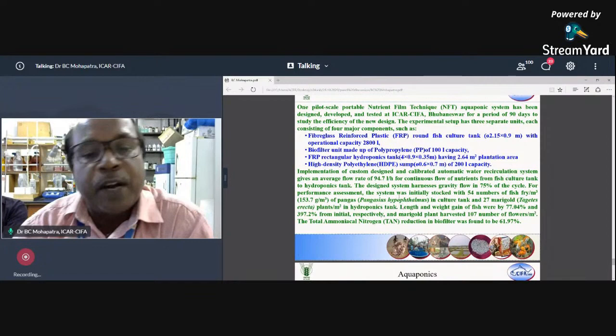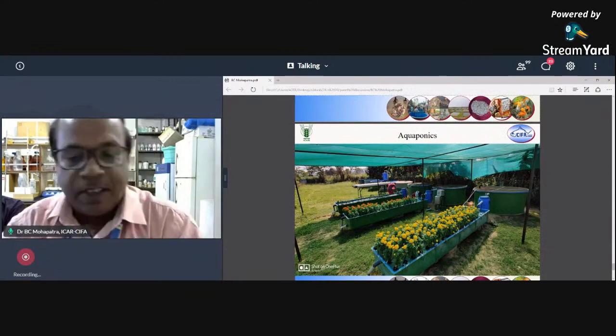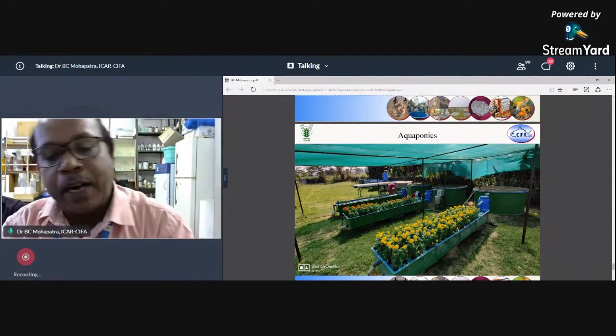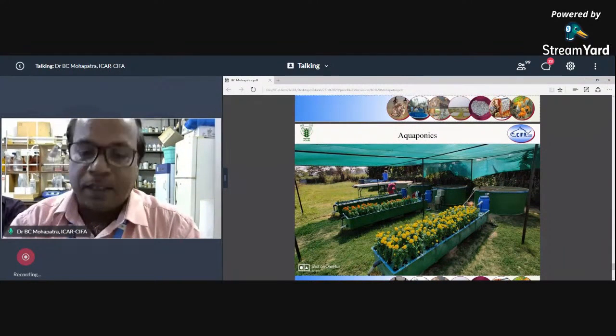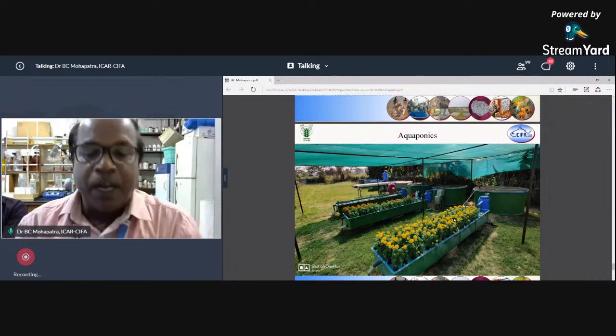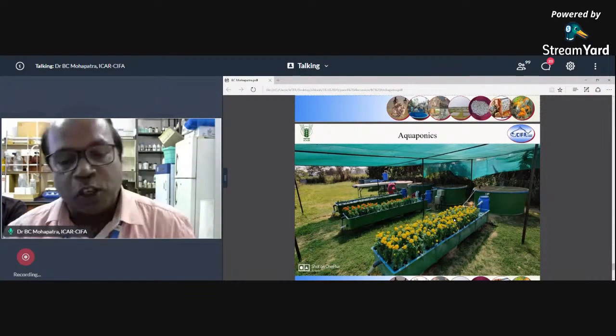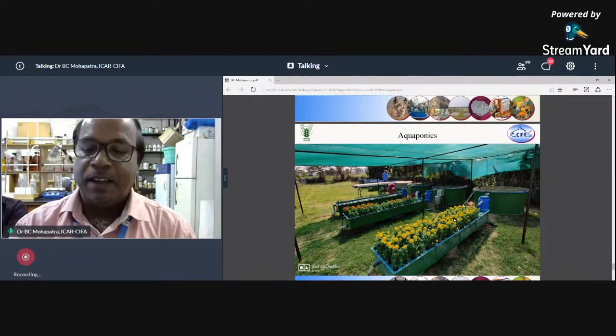Yes, these are the photographs. It is a model we have developed here and already published in Aquacultural Engineering. This is a design we have given. So by this, we can go to the rooftop, or to the village front, and even in a small space we can erect the aquaponic system.